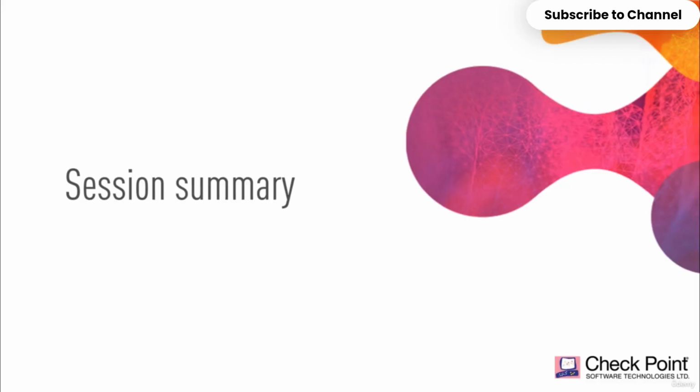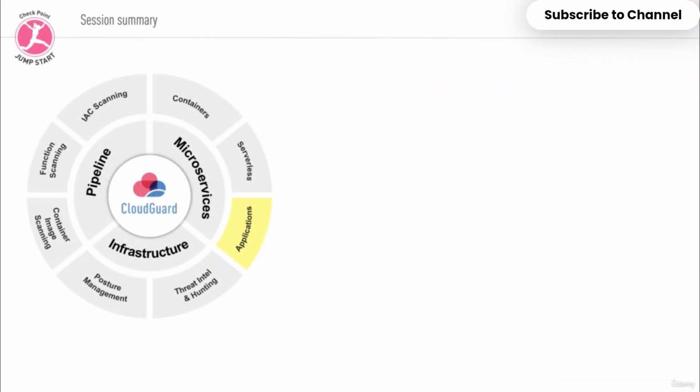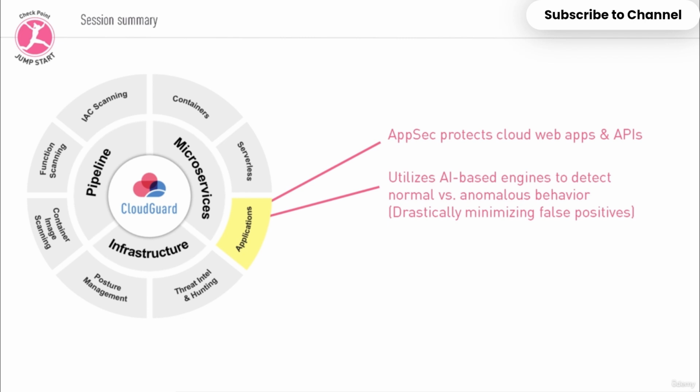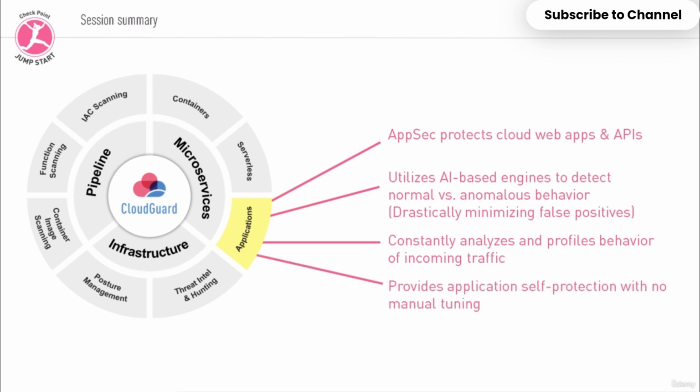And there you have it. We've gone through how CloudGuard AppSec can protect your cloud web applications and APIs, utilizing sophisticated AI-based engines which learn to detect normal versus anomalous behavior, constantly analyzing and profiling the behavior of incoming traffic to the protected assets, providing in essence an application self-protection, which requires no manual tuning.